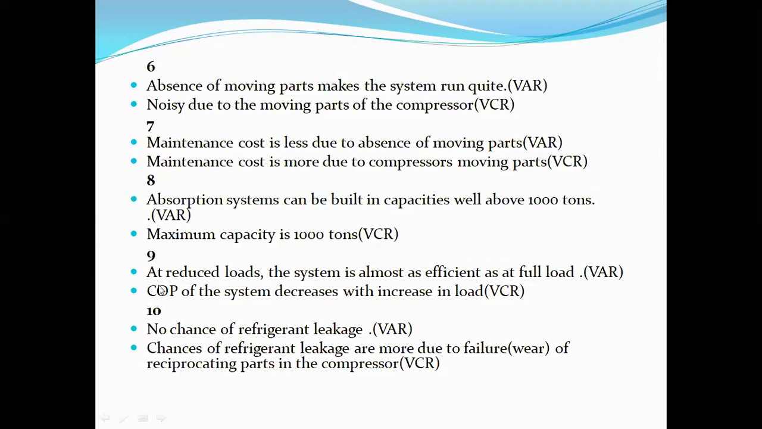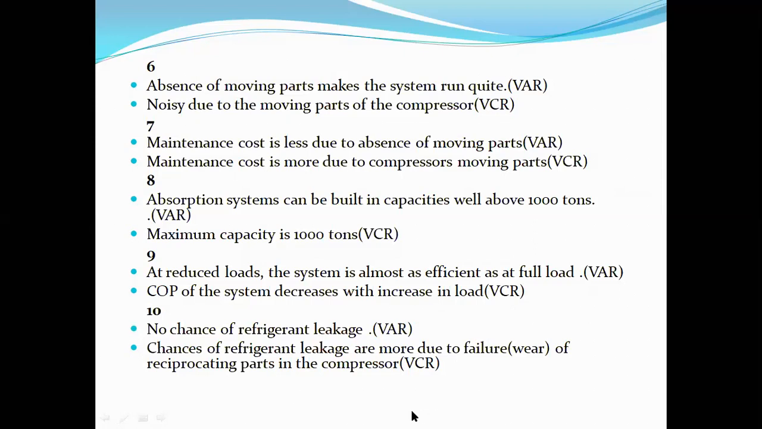And one more thing, it requires more load. Because of the high load, the system COP decreases. Whereas we require less load because we don't have a compressor in case of VAR. Hence, the system is quite smooth. So it gives more capacity. We require smaller energy to run the pump, whereas we require more power to run the compressor. So capacity is high in case of VAR, capacity is less in case of VCR.